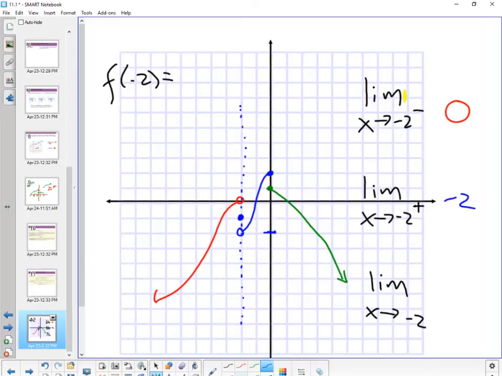What is my limit as x approaches -2? Because these are not the same, this does not exist. But what's f of -2? What's the value of y when we have that? Here's a solid circle right there. So there's all of the things going on.